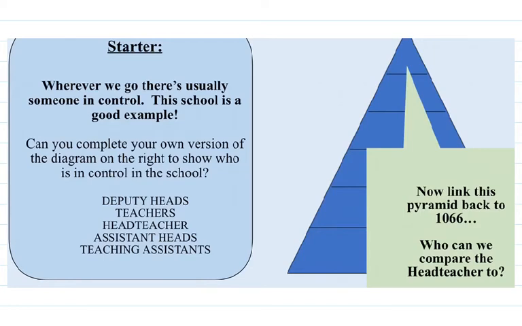Okay, ignore the fact it says starter, because this isn't a starter. Wherever we go, there's usually somebody in control. It says this school, because usually we'd be doing this in school. Imagine you're back at the lovely surroundings of Trentham Academy, and don't worry, we'll be back there soon, I'm sure. Can you complete your own version of the diagram on the right to show who is in control?